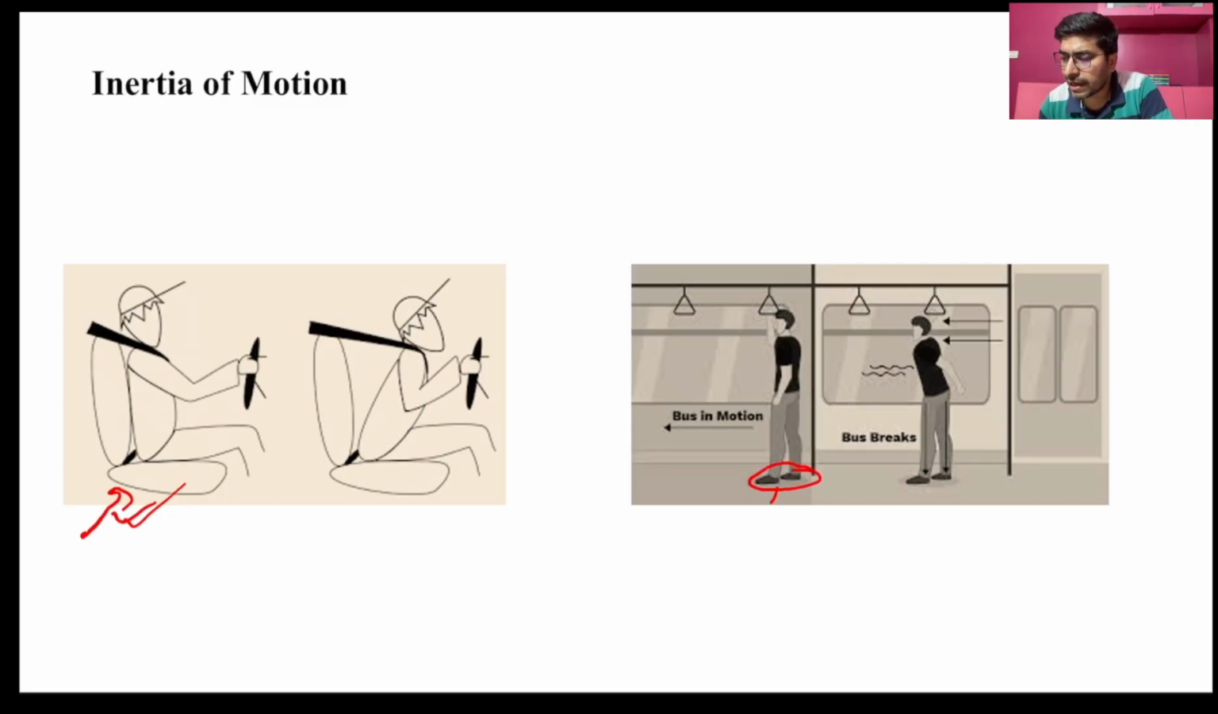Your leg is in direct contact with the bus, so it will stop, but the upper portion of your body still tries to be in motion, so that's why you will feel a jerk in the forward direction, right? Leg will stop but upper body will still be in motion, so you will feel a jerk in the forward direction. Okay, that is the example of inertia of motion.